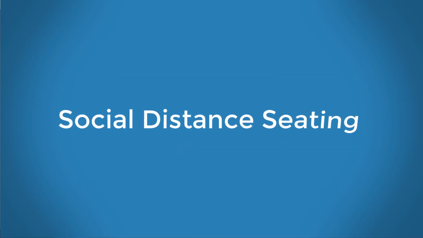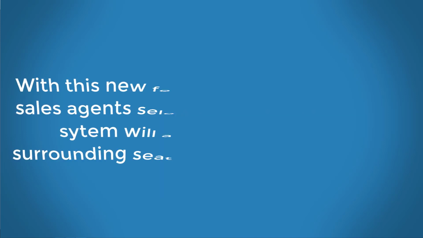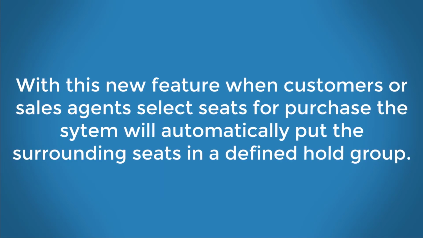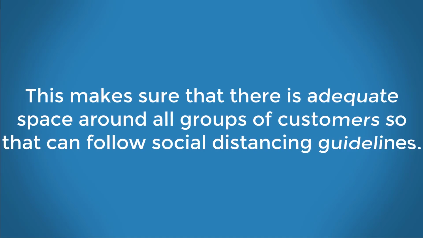The first enhancement we are going to cover today is social distance seating. With this new feature, when customers or sales agents select seats for purchase, the system will automatically put the surrounding seats in a defined hold group. This makes sure that there's adequate space around all groups of customers so that they can follow social distancing guidelines.